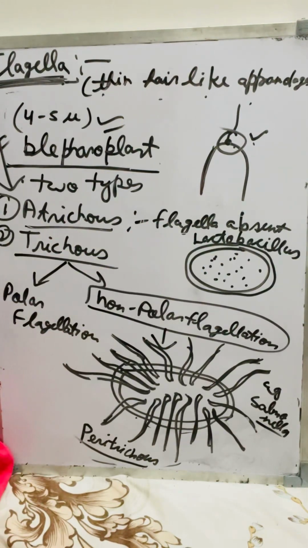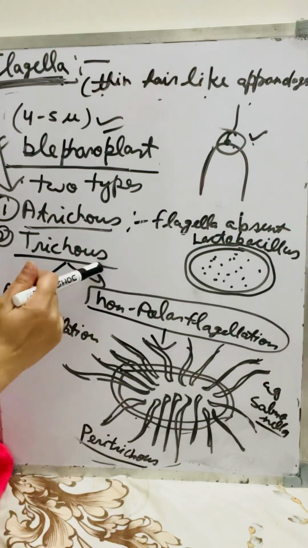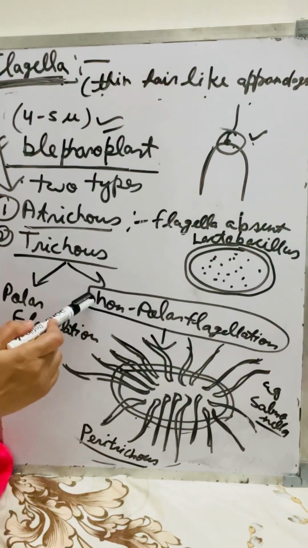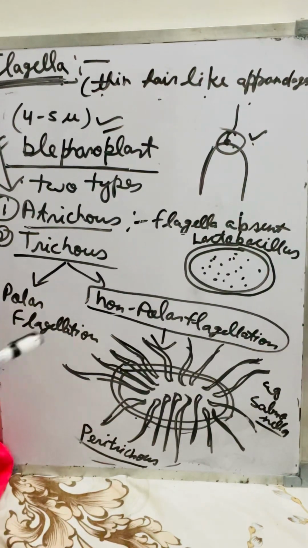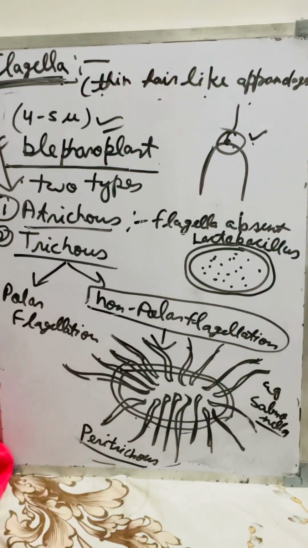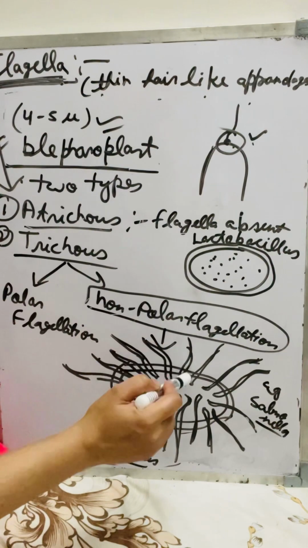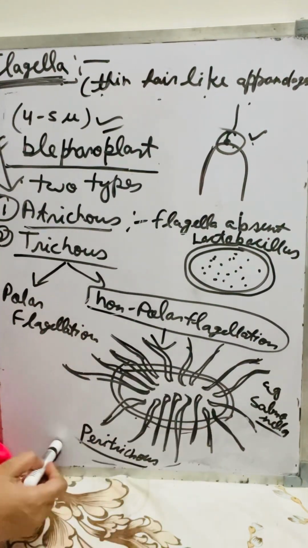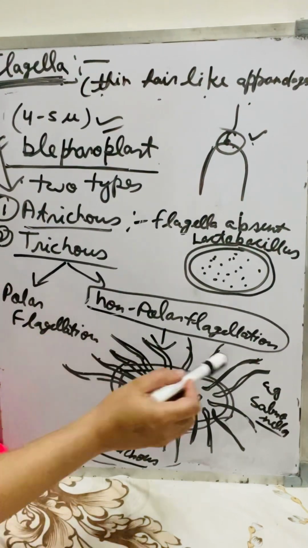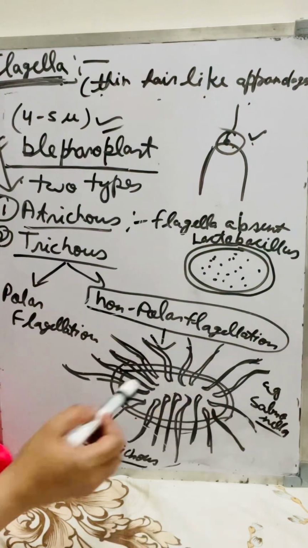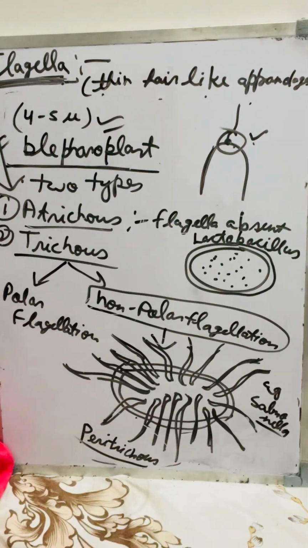Number 2 is trichous bacteria. On the basis of flagellum, trichous bacteria are of two types. The first is polar flagellation and the second is non-polar flagellation. Those bacteria whose whole body is covered with flagellum are called peritrichous, and this is called non-polar flagellation. For example, Salmonella typhi.